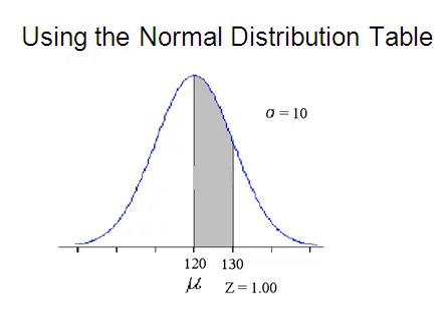Let's take an example. Let's say I have a distribution that has a mean of 120 and a standard deviation of 10. Now I want to find the probability of getting a value between 120 and 130. Now the number 130 is exactly one standard deviation above the mean. So the z-value here would be equal to 1.